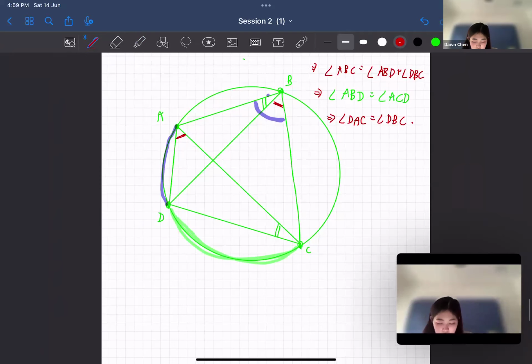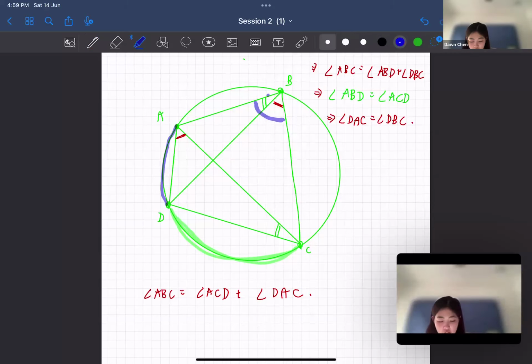So we could actually change things out: ABC would also have to be equal to ACD plus DAC. This is because ABD, we know, is equal to ACD, so we can change ABD out for ACD. And we also know that DBC is going to be equal to DAC from this condition, so we can change that out for DAC.